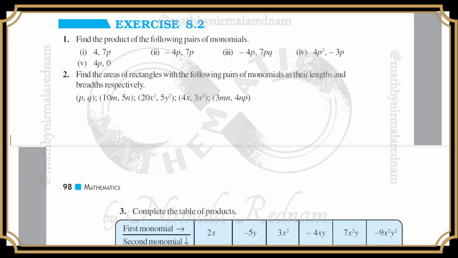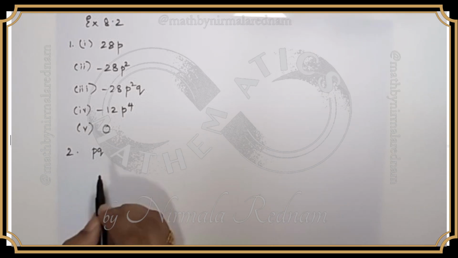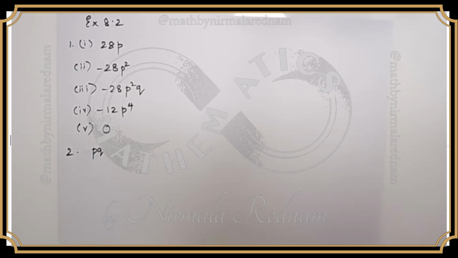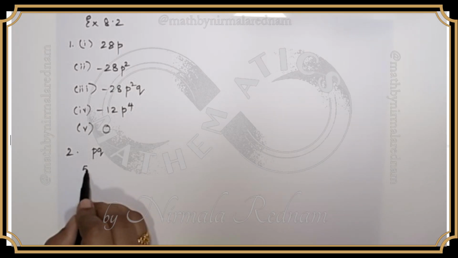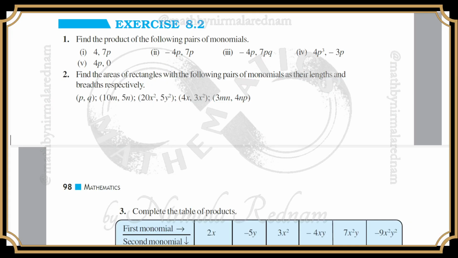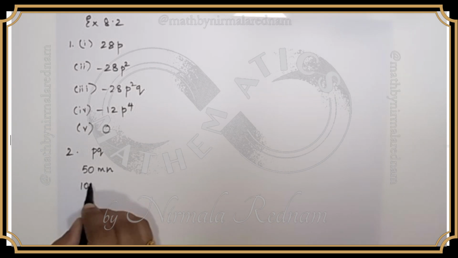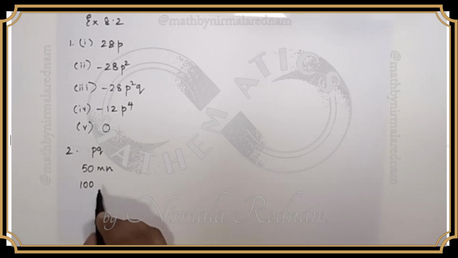Find the areas of rectangle. You know area is length into breadth with the following pairs of monomials as their length and breadth respectively. So I have PQ as length and breadth, then the product is PQ, right? The coefficients are 1. Here I have 10 into 5, 50 and then MN, right? Third one I have 20 into 5 which is 100, and what is the variable part here? 20 into 5 x square y square. So this is my answer, right?